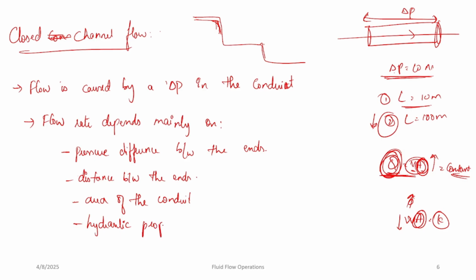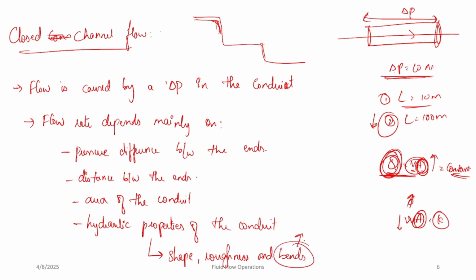Hydraulic properties of the conduit. So what are those parameters? Shape, roughness, and bends. Okay, so you can also call this restrictions. So these are the four parameters which will affect the flow rate of a fluid in a closed channel, pipe, closed channel or closed conduit.